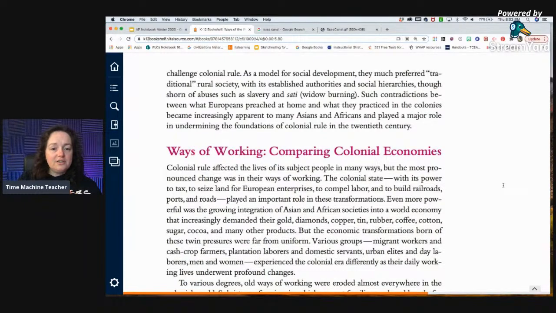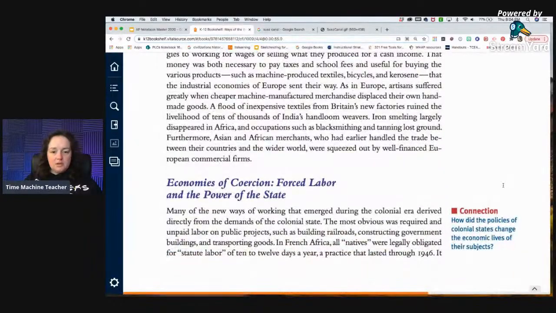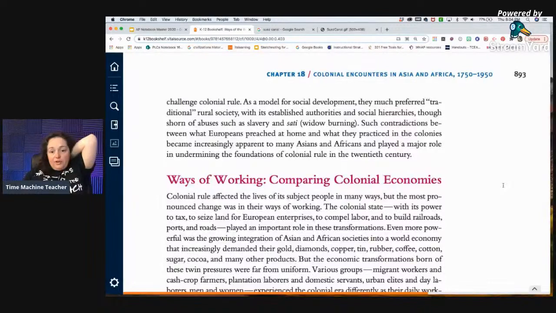Such contradictions between what Europeans preached at home and what they practiced in the colonies became increasingly apparent to many Asians and Africans and played a major role in undermining the foundation of colonial rule in the 20th century. So put down that because the Europeans were so hypocritical in how they were ruling, that would eventually undermine their rule.